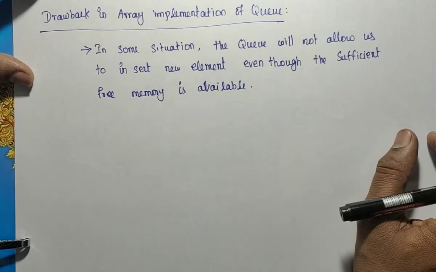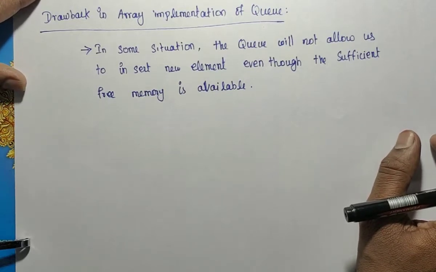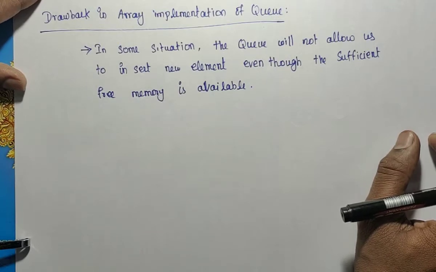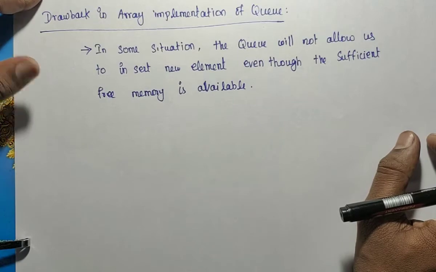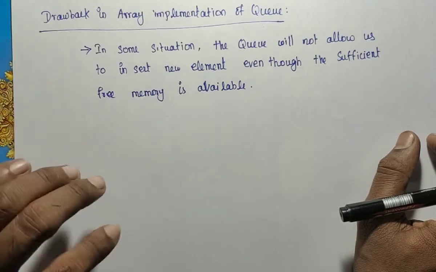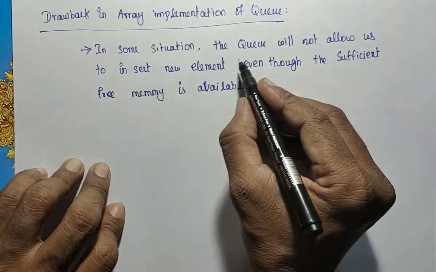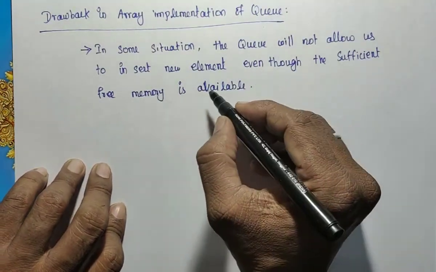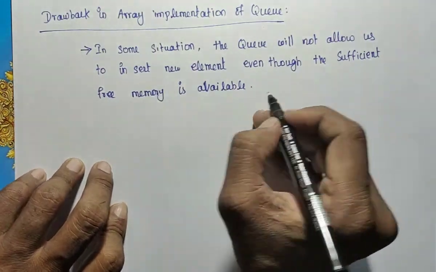In this session, we will discuss the drawback in the array implementation of the queue. In the previous video, we discussed the implementation of the queue using an array as storage. So if we are using the array as storage, what is the drawback? In some situations, the queue will not allow us to insert a new element even though sufficient free memory is available.